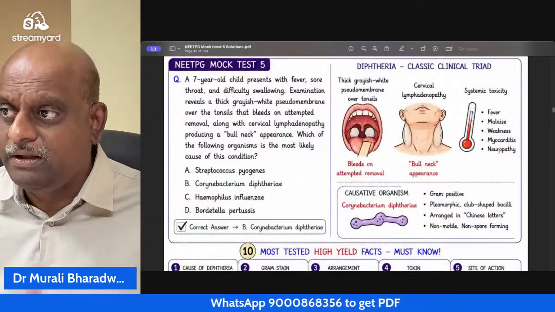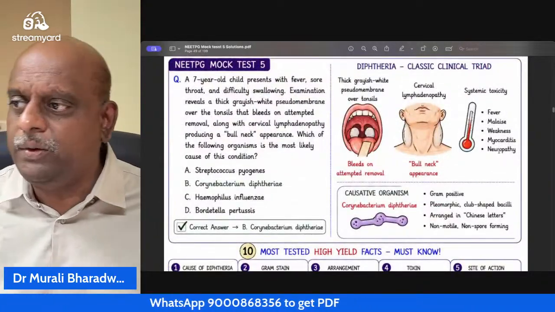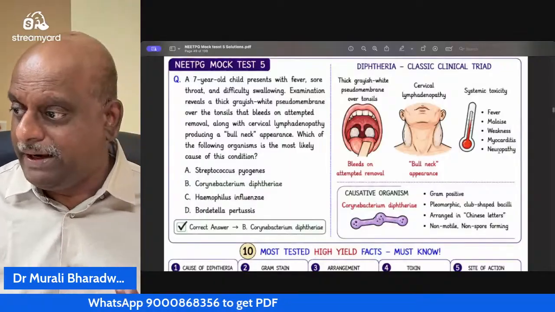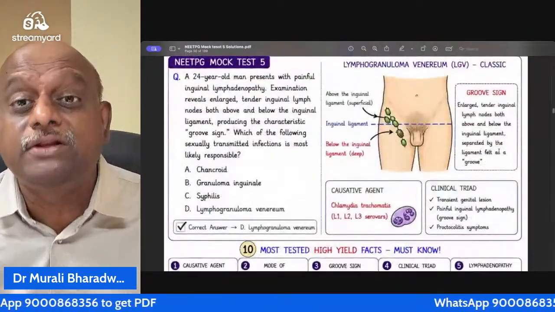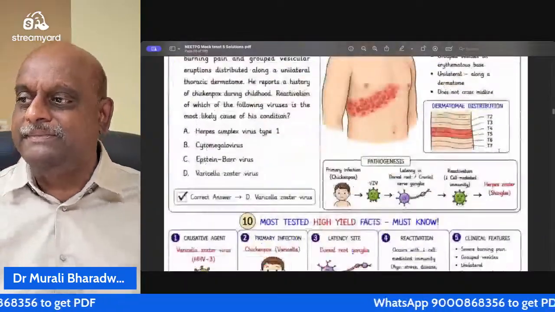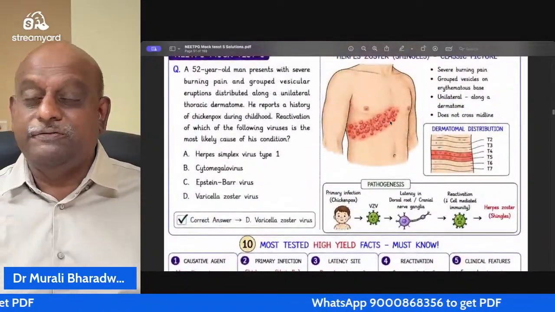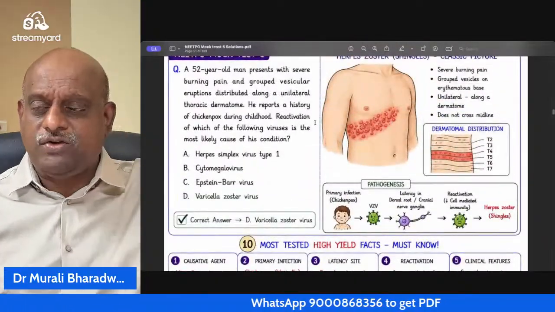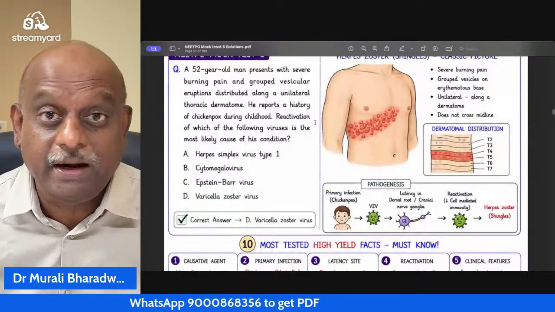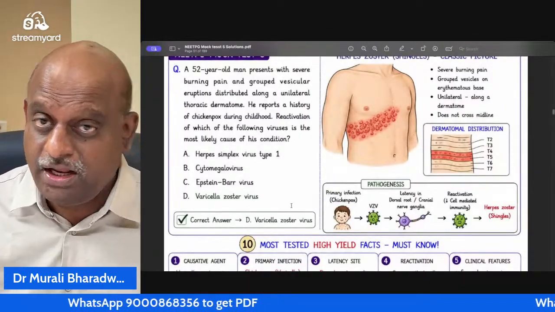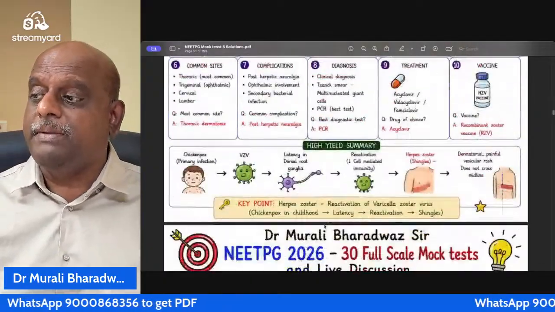7-year-old with fever, sore throat, difficulty swallowing, bull neck appearance, Corynebacterium diphtheriae. Groove sign typically in the case of lymphogranuloma venereum. Chickenpox in childhood reactivates in adulthood to form the typical herpes zoster, varicella zoster virus. You should remember.